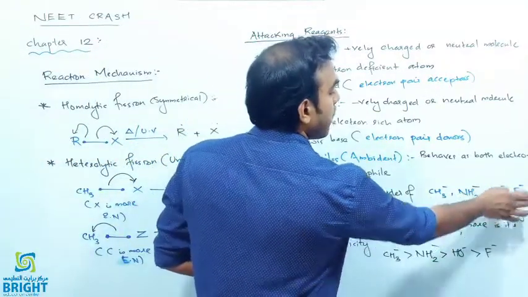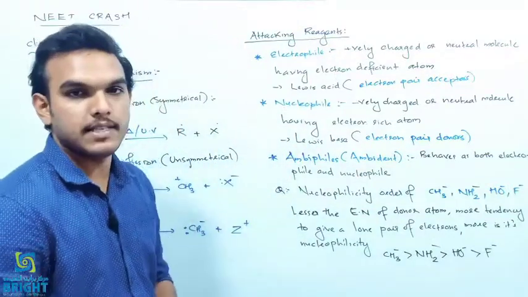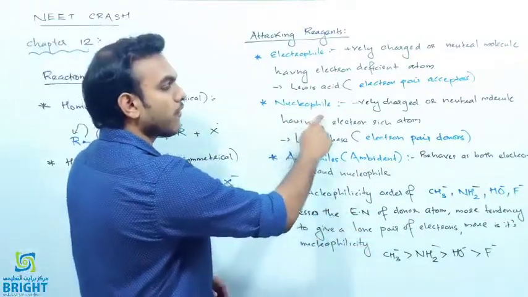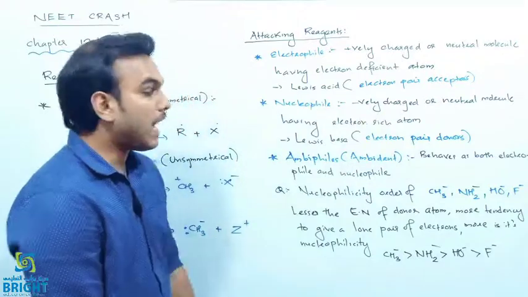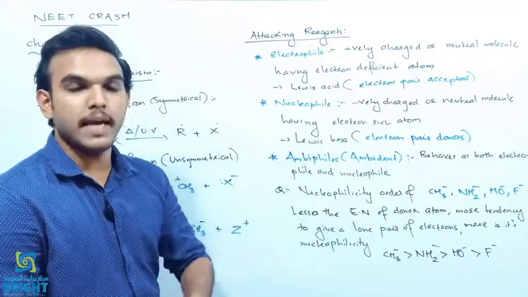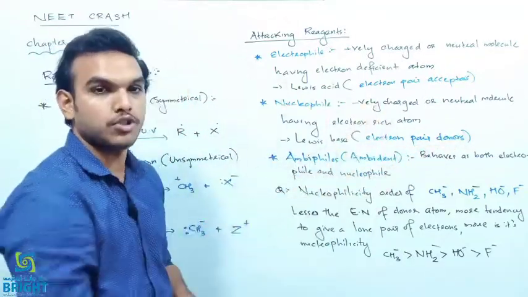Let us look at one of the questions, that is the nucleophilicity order between CH3 minus, NH2 minus, HO minus, F minus. How can you find the nucleophilicity? We said that nucleophiles are electron rich, therefore they act as Lewis bases and have a tendency to donate electrons.